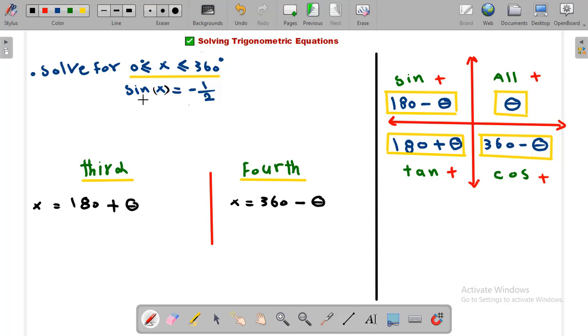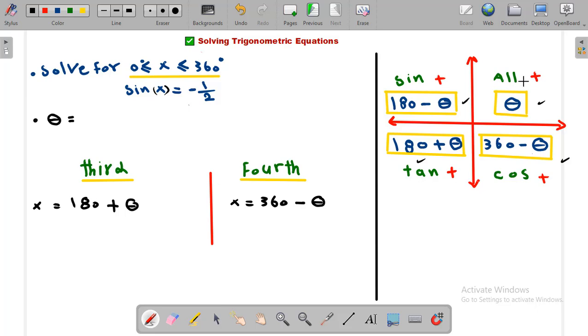To evaluate this equation, you must get theta. The first quarter name theta, the second quarter 180 minus theta, the third quarter 180 plus theta, the fourth quarter 360 minus theta.